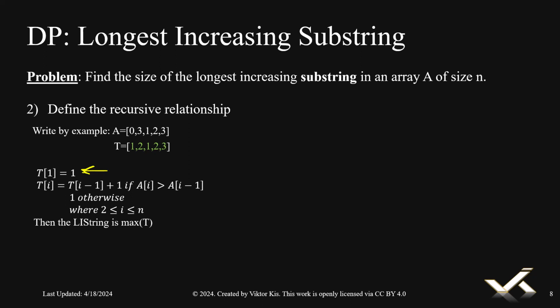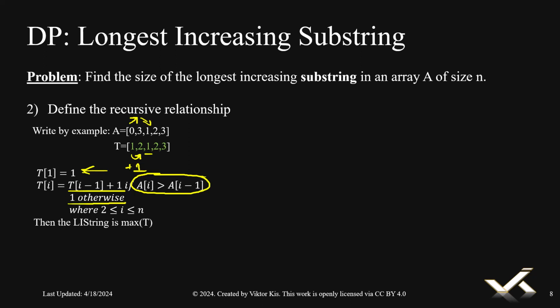Again, remember that in dynamic programming, indexing starts at index 1, so our table for a size 1 input corresponds to T of 1 equals 1. Then we detail out the logic for how we solve the example problem. Well, if our current input element value was greater than the previous, that's A of i is greater than A of i minus 1, we wanted to increase our previous LIS count by 1, so that's T of i minus 1 plus 1. Otherwise, we reset the count to 1 if we have a decrease.